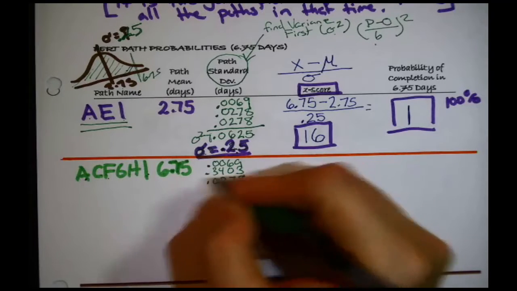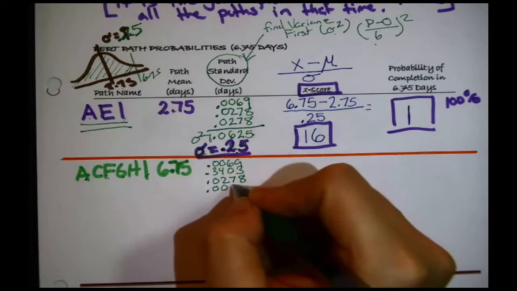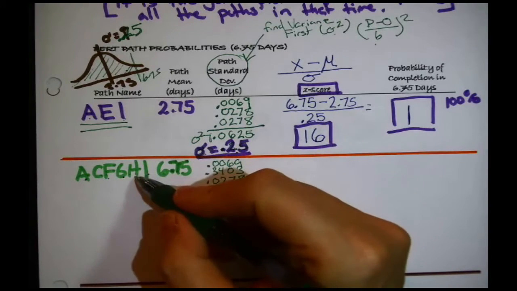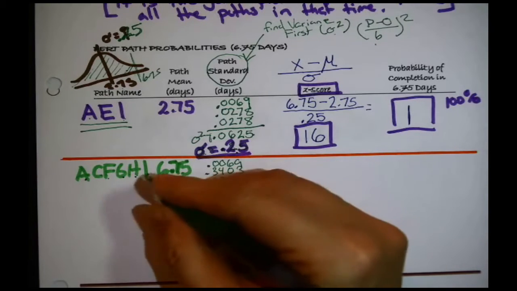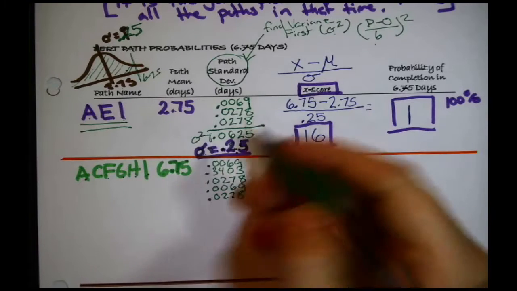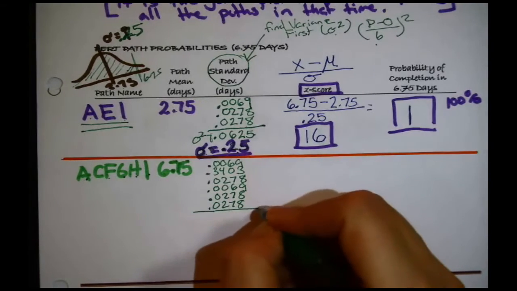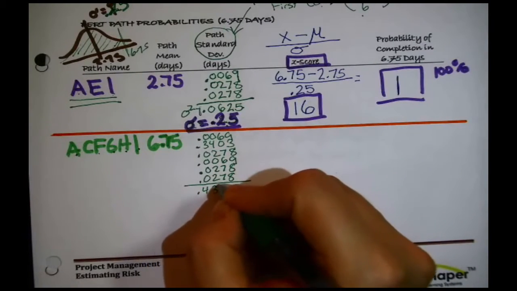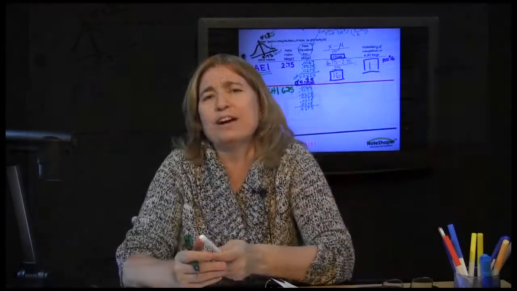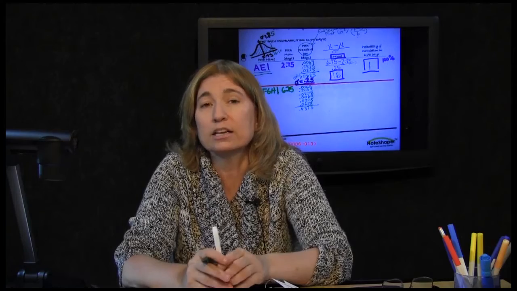When we originally tallied it, the variance in F was 0.0278. The variance in G was 0.0069. The variance in H was 0.0278, and the variance in I, which is also right there, was 0.0278. I add those up to get 0.4375. That is the variance in the critical path. You find the variance in a path by adding the variances along the path.